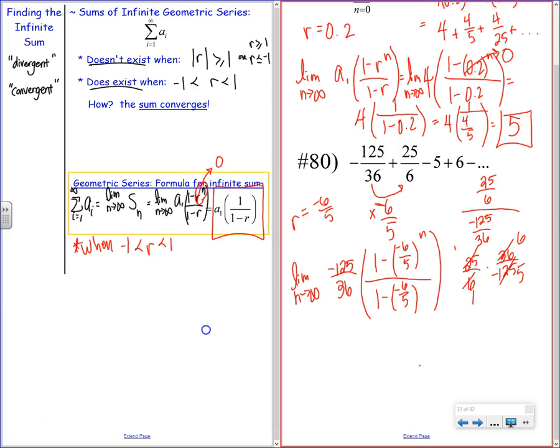All right, you guys tell me. What happens as I raise this ratio to higher and higher powers? N needs to get bigger and bigger. What happens? It will get bigger and bigger. Now it's going to get bigger positive, bigger negative, bigger positive, bigger negative. It can't even make up its mind. It's going back and forth, bouncing around.